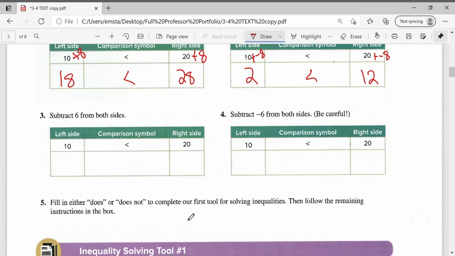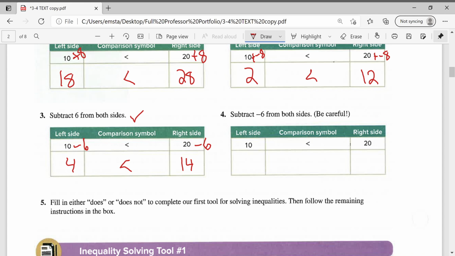Number 3 asks us to subtract 6 from both sides. What is 10 minus 6? Should be 4. 20 minus 6 should be 14. Is 4 less than 14? Yep. So far, subtracting 6 from both sides keeps the truth value.